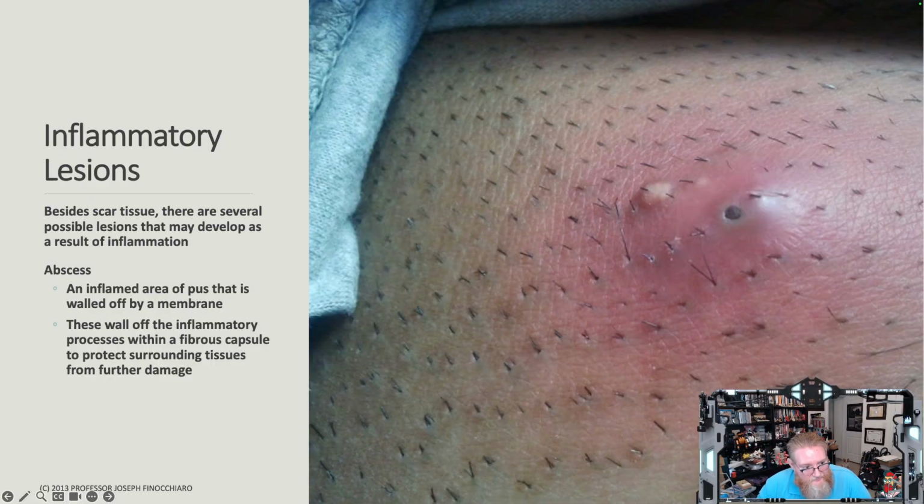Inflammatory lesions. Besides scar tissue, there are several possible lesions that may develop as a result of inflammation. The first is an abscess, an inflamed area of pus that is walled off by a membrane. These wall off the inflammatory process within a fibrous capsule to protect surrounding tissues from further damage. So not just allowing it into the bloodstream, but not allowing anything to penetrate even any of the other tissues.